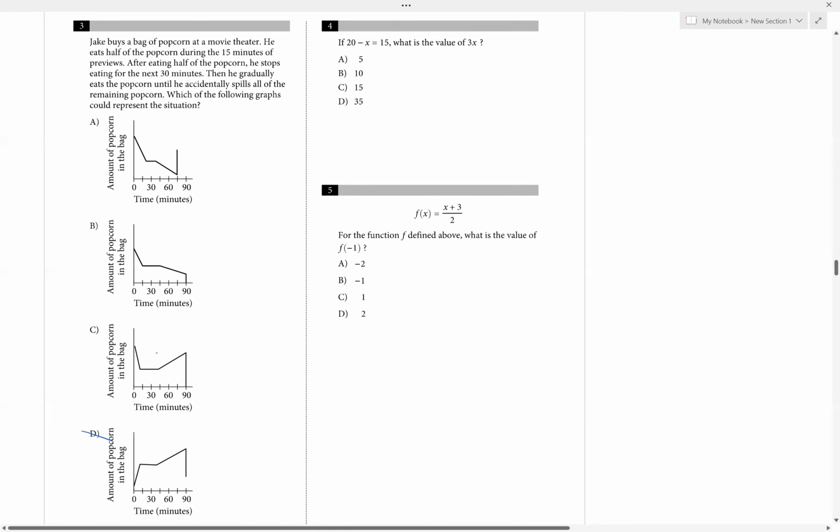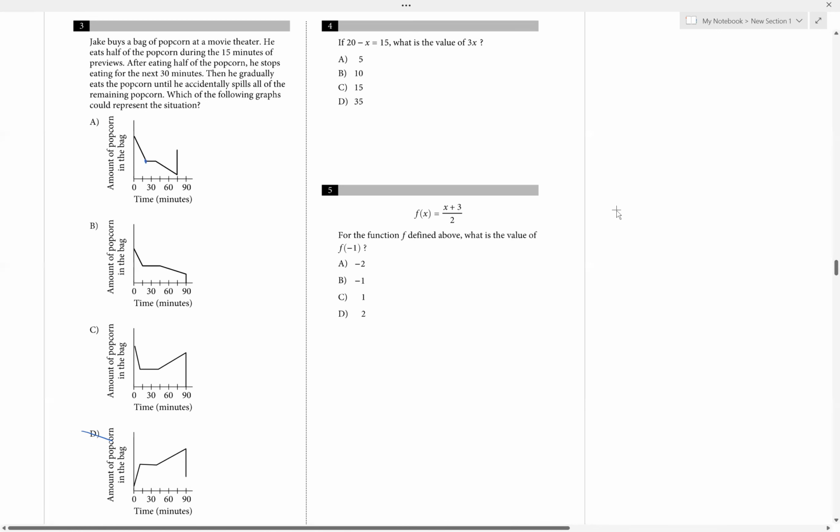But the other ones, it's kind of hard to tell the difference, right? It seems like they all kind of decrease to about half. But then after that, he stopped eating for 30 minutes, right? So for the next 30 minutes, it should be a flat line, because the amount won't change. If you stop eating, it should be a flat line. So if you look at A, it stops here, and then should be a flat line for 30 minutes.